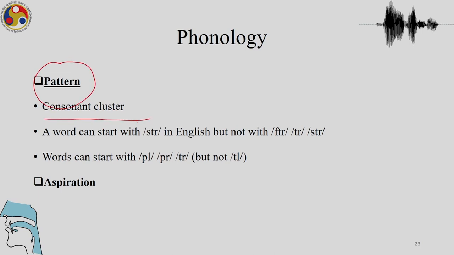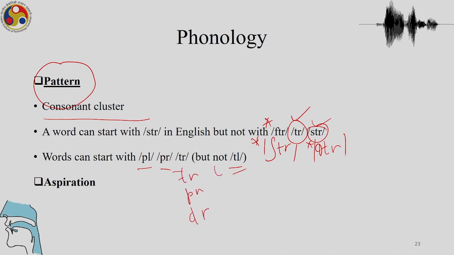So, what pattern? Let's talk about consonant clusters. A word can start with str in English, but not with ftr. And of course, it starts with tr. It starts with tr, it starts with str, but not with ftr, and not with sh either. Words can start with pl, pr, tr, but not with tl. So, tr is possible, pr is possible, and dr is possible, but tl is not possible. pl is possible, and dl is not possible. Similarly, br is possible, bl is also possible. So, some are not possible, some are possible when we talk about consonant clusters.